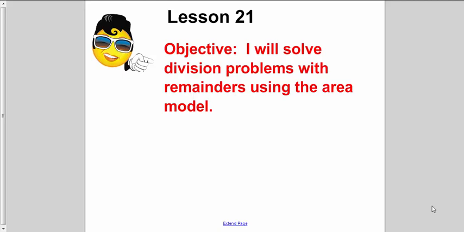Lesson 21, I will solve division problems with remainders using the area model. So lesson 20 was about dividing using the area model, but if you noticed, in all of those problems none of them had a remainder. Today we're going to extend our use of the area model with problems that have a remainder.